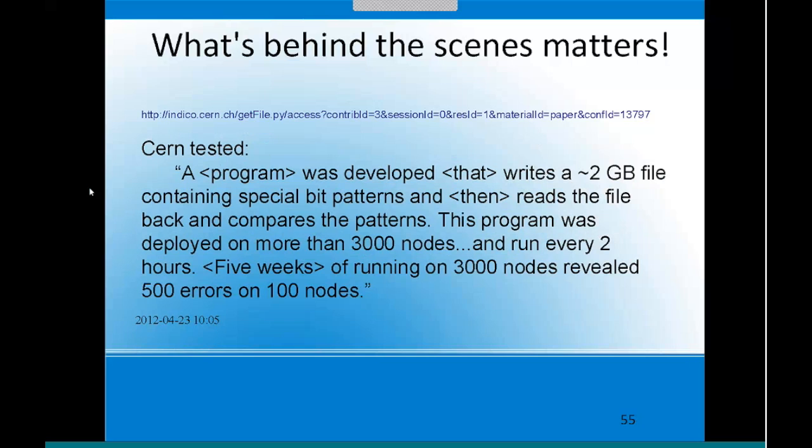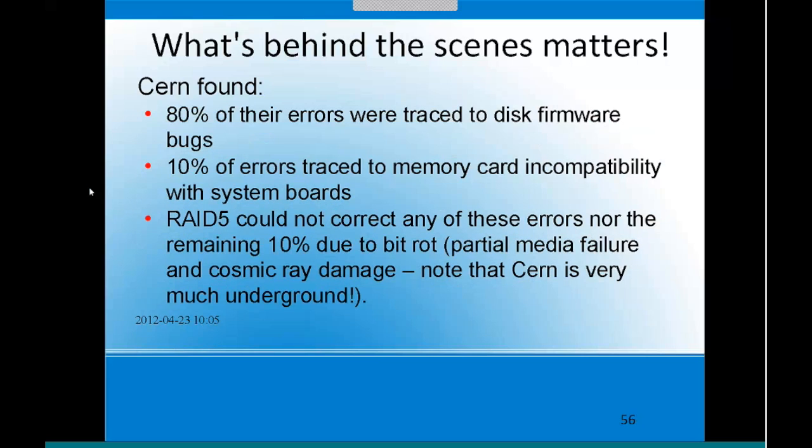Not years, 5 weeks. 80% of the errors they found were traced to disk firmware that was buggy, okay? Disk and controller firmware that was buggy. 10% of the errors they were able to trace to memory cards that were incompatible with the system boards. Somebody put together their machines with the wrong memory cards. Okay. RAID 5, though, could not correct any of those errors, and the remaining 10% they were able to track down to bit rot, either partial media failure or cosmic ray damage. They did say cosmic ray damage. I'm not crazy. And note, CERN is underground. If the cosmic rays got them, cosmic rays are going to get you too.